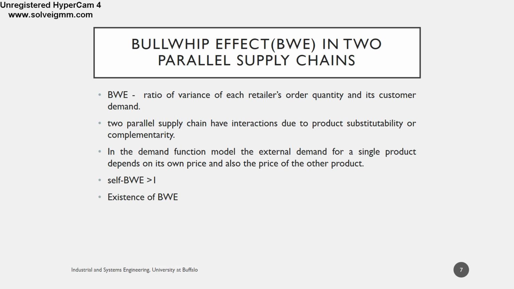These are a few findings from the paper. They have created a theorem, and based on the theorem, they calculate the BWE as the ratio of the variance of each retailer's order quantity and its customer demand. Based on the theorem, it was found that two parallel supply chains have interactions due to product substitutability or complementarity. In the demand function model, the external demand for a single product depends on its own price and also the price of the other product.